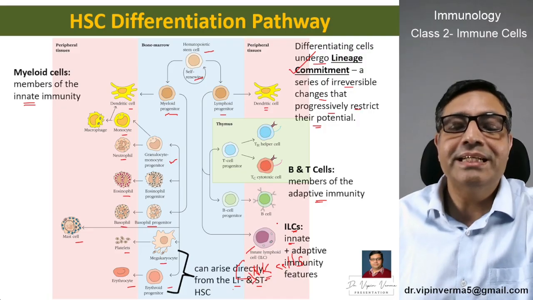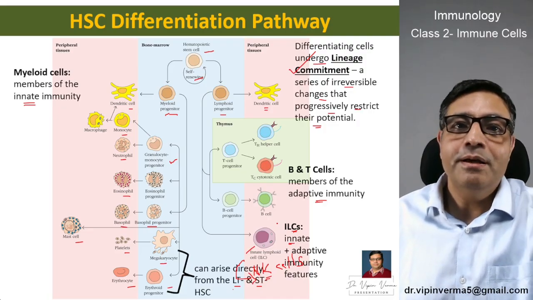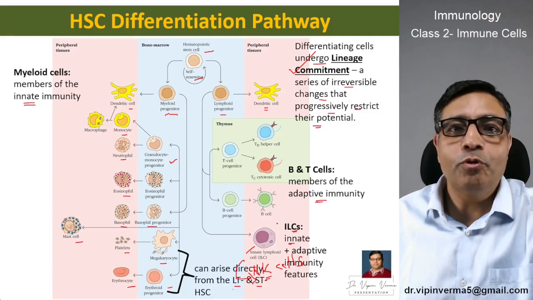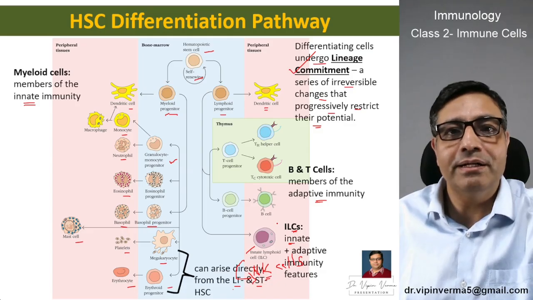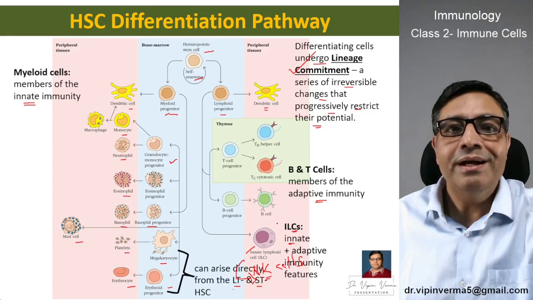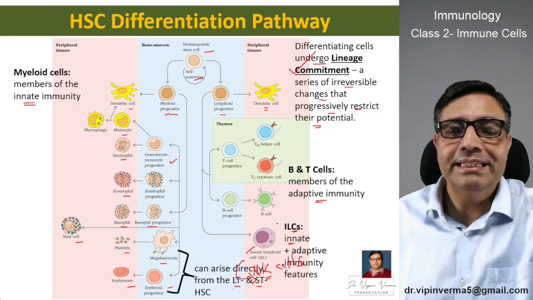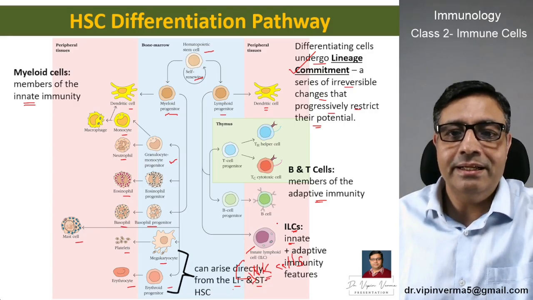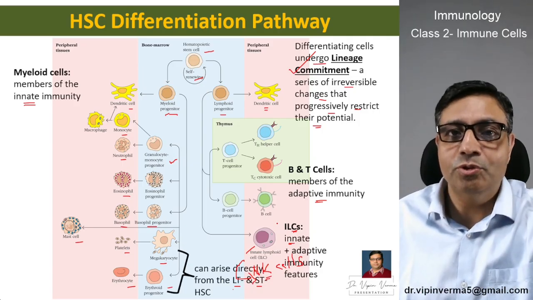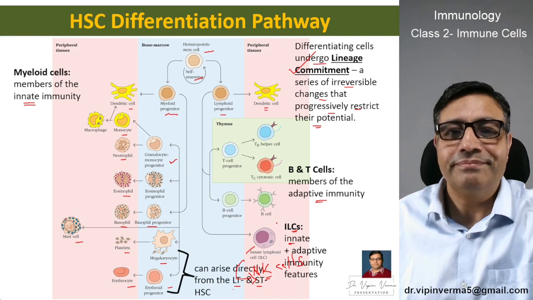So this is known as lineage commitment, where by progressive cell division and differentiation, the pluripotent stem cell slowly becomes a progenitor and then finally becomes the terminally differentiated cell. Okay, I hope you understand these intricacies in a very easy manner. But remember this, because it will keep coming.